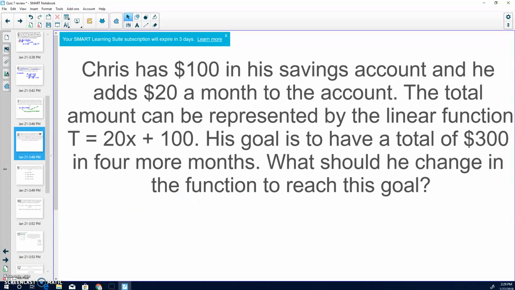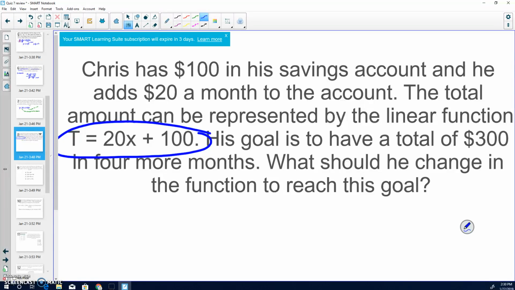Chris has $100 in his savings account and he adds $20 a month to the account. The total amount can be represented by the linear function t equals 20 times x plus 100. His goal is to have a total of $300 in 4 more months. What should he change in the function to reach his goal? So raise your hand if you can tell me. What does he have to change in this function to be able to have $300 in 4 months?